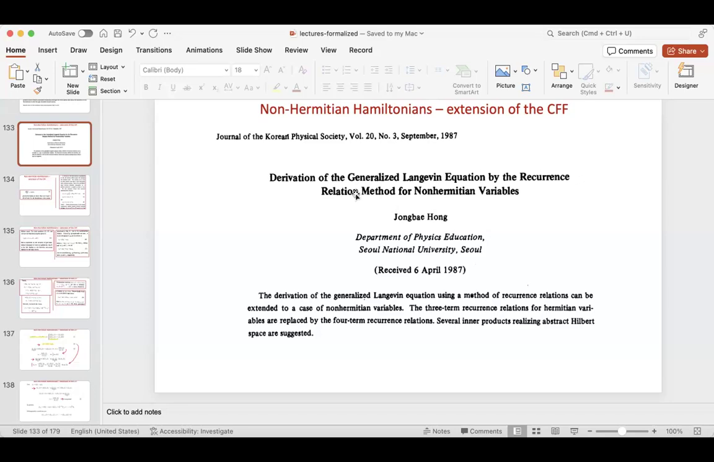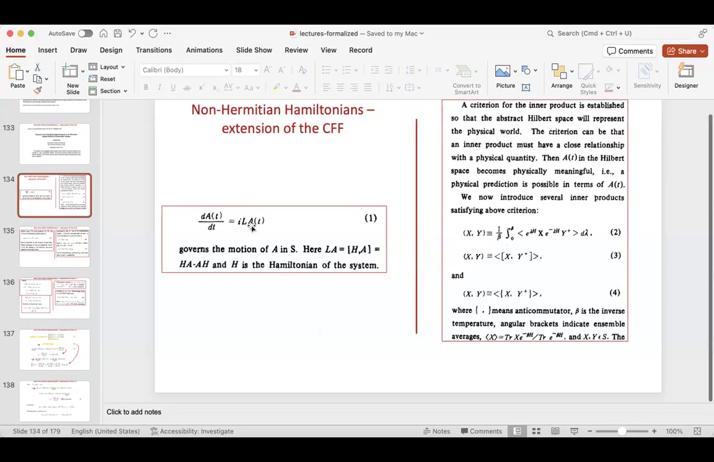So we looked at the generalized Langevin equation by the same method, but now for non-Hermitian variables. And the dynamical variable, to remind you, is non-Hermitian. So A of t here is a non-Hermitian variable. And when you do that, then things change quite a bit, and there's a lot to be learned here.